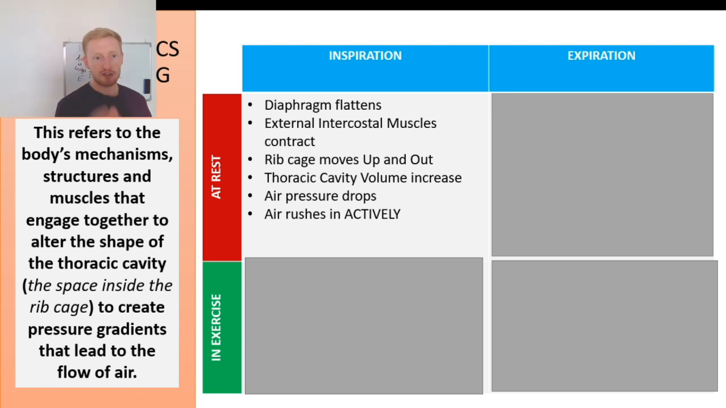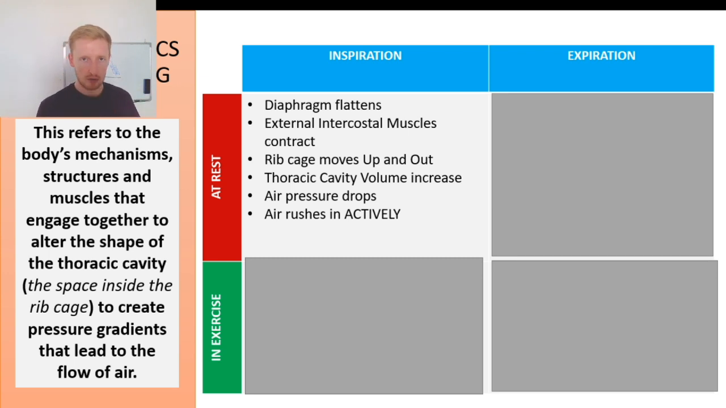So we'll start with at rest, and we'll look at inspiration. So how do we actually breathe in at rest? Well, we've got the diaphragm. Now the diaphragm is this muscle at the base of our rib cage, this sort of dome, this disc. In its resting state, it's in this upward dome shape. And if we were to contract it, it flattens, it draws down. Okay, that's all you need to know for the time being. It flattens and moves down.